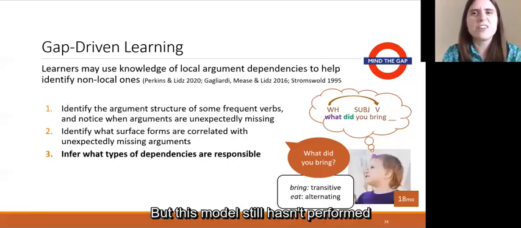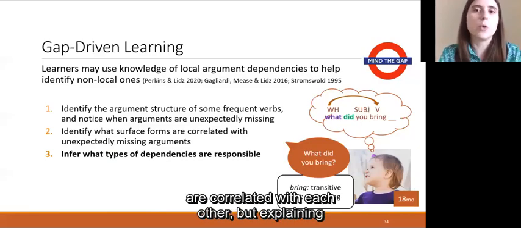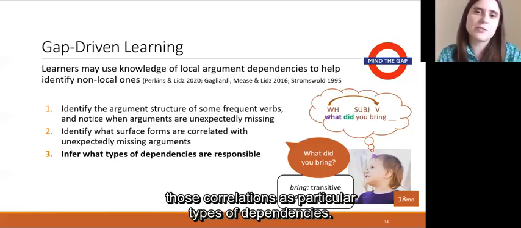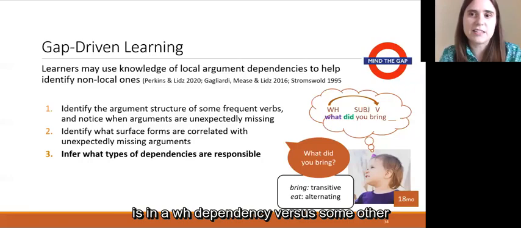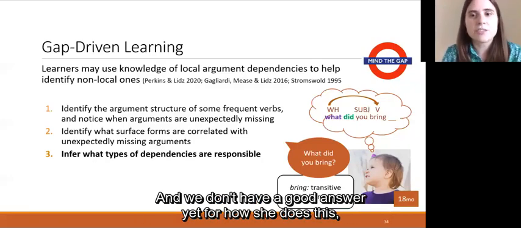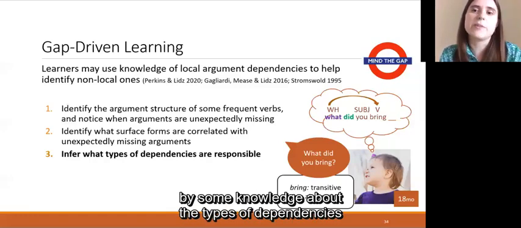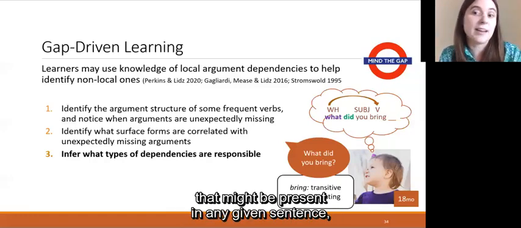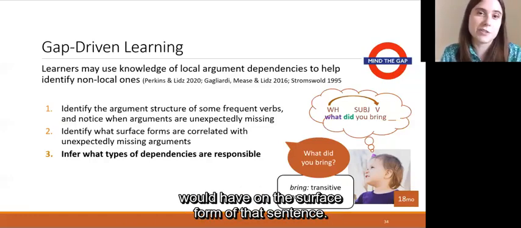But this model still hasn't performed this last step of learning, figuring out not just that some surface forms are correlated with each other, but explaining these correlations as particular types of dependencies. Susie has to identify that the function word what is in a WH dependency versus some other movement or non-movement relation. And we don't have a good answer yet for how she does this, but it's likely that she'll need to be guided by some knowledge about the types of dependencies that might be present in any given sentence, and what consequences those dependencies would have on the surface form of that sentence.